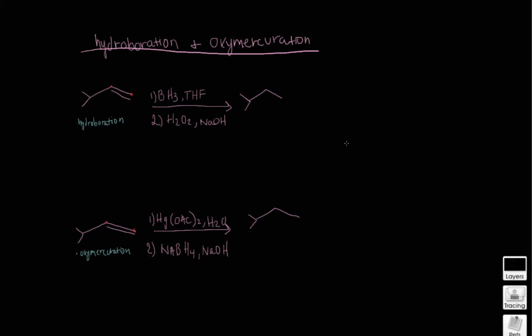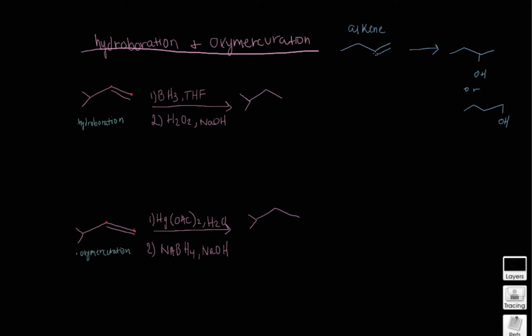All right, so today we are going to talk about hydroboration and oxymercuration. With both of these reactions, we are going to start with an alkene. If you don't remember what an alkene is, it's a carbon chain with a double bond. We're going to go from an alkene to an alcohol, and we're basically adding the alcohol where the double bond used to be.